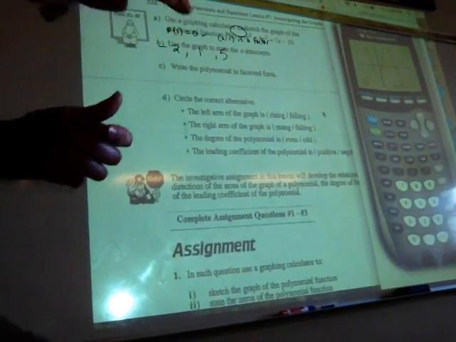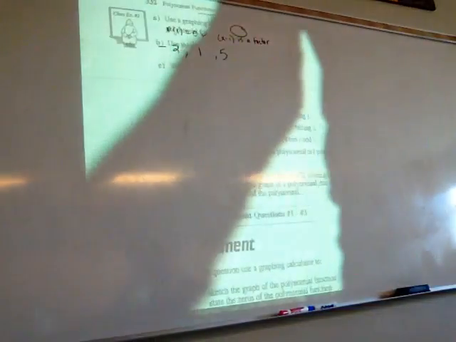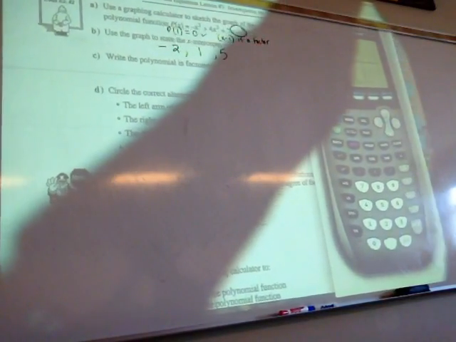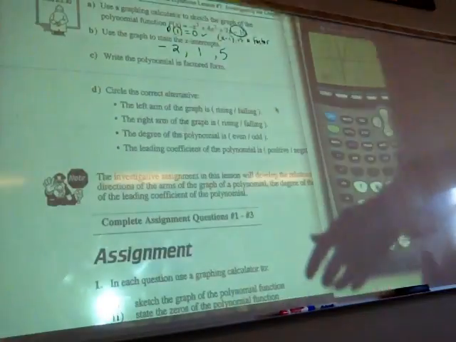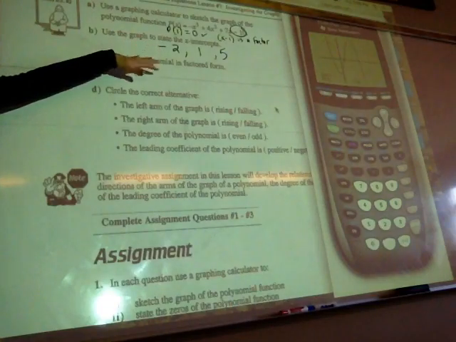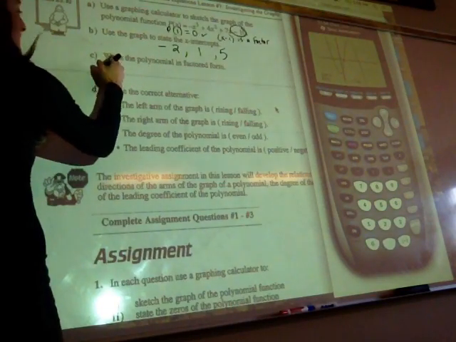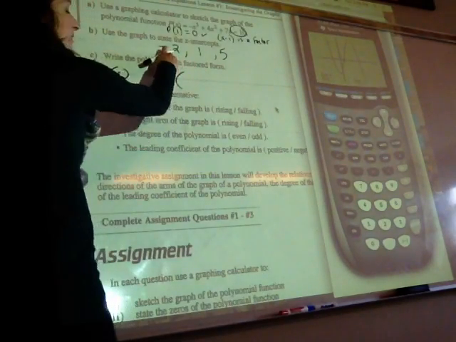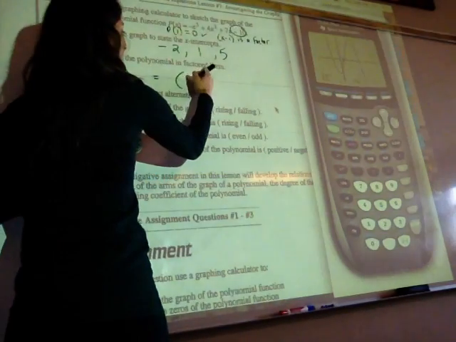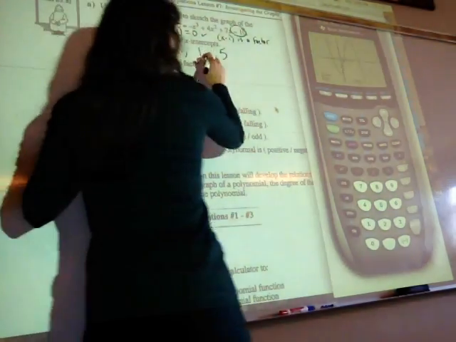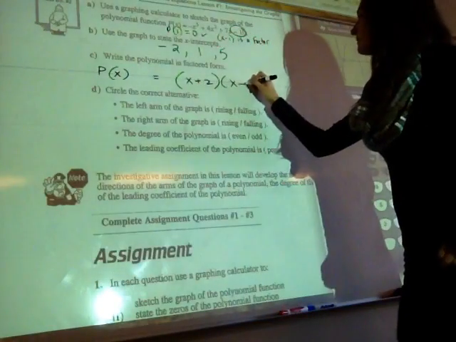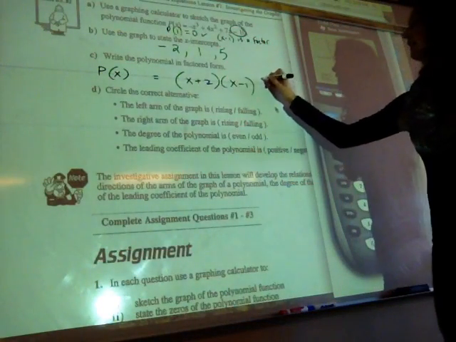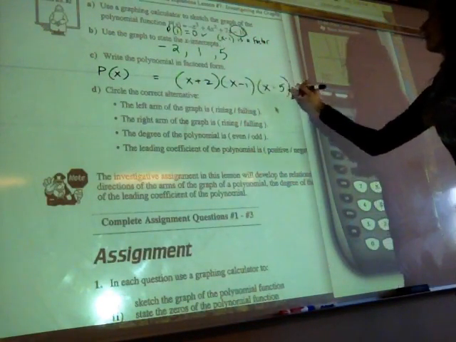That could have been really bad. Sorry about that. Straighten things out. Okay, sorry. We found our x-intercepts, so we can write it now in factored form. So our polynomial will be equal to, what's the factor from negative 2? x plus 2, factor from 1, x minus 1, and the factor from 5 is x minus 5.